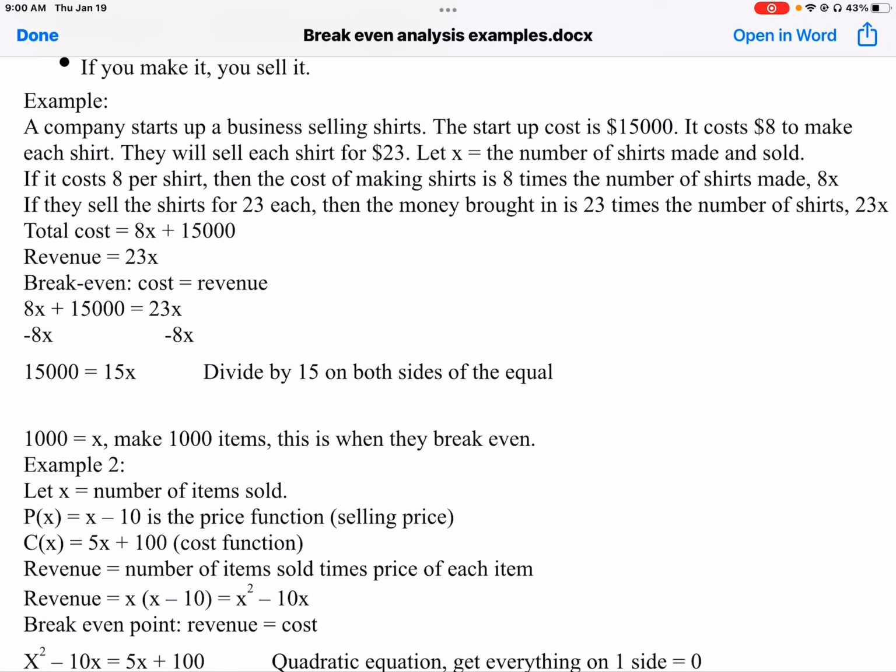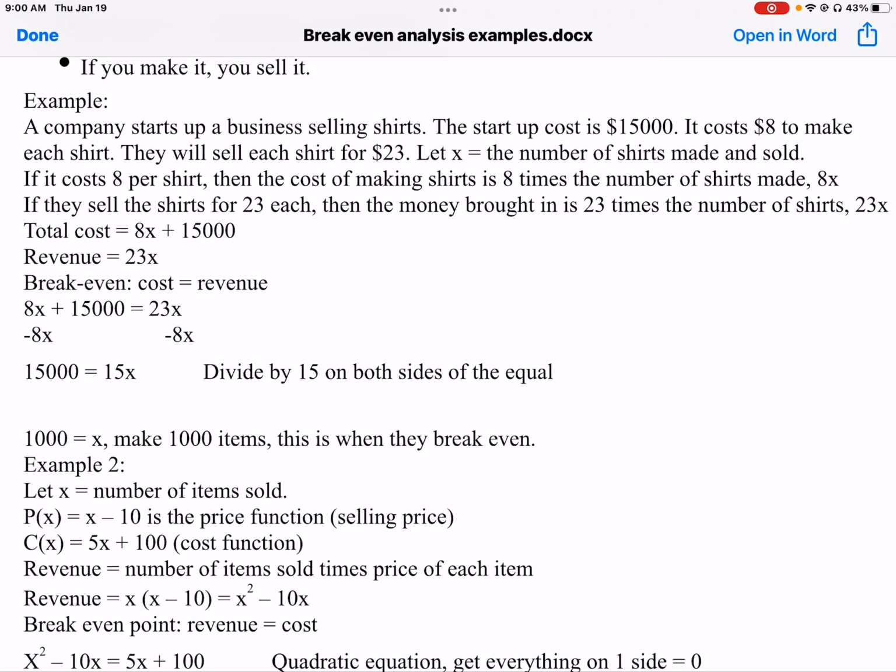So the total cost is 8X, 8 times the number that they make, plus that one-time 15,000. Revenue is 23X, $23 times the number of shirts sold. Break even is when the cost equals the revenue. So you set 8X plus 15,000 equal to 23X.